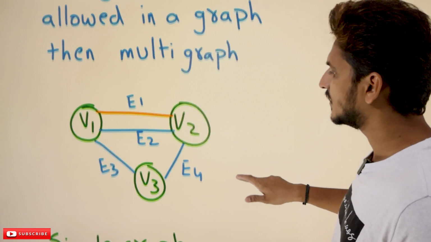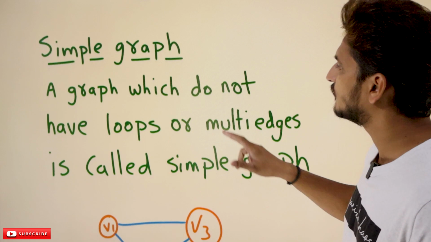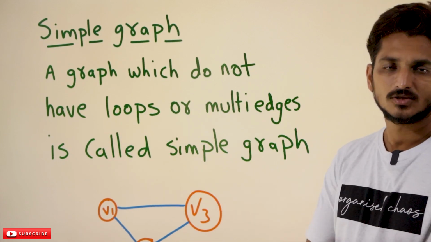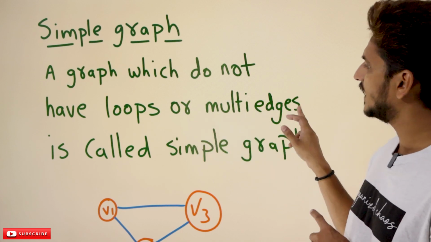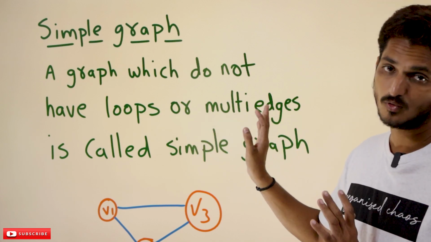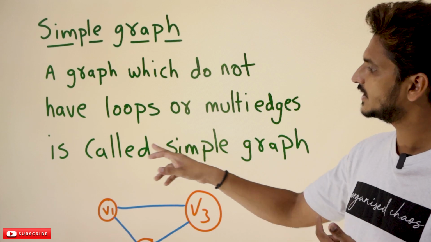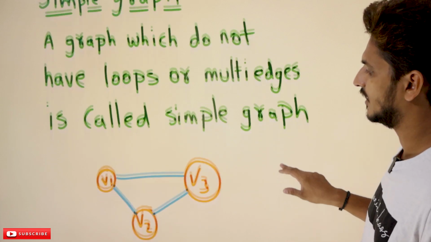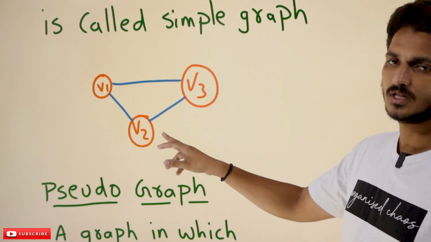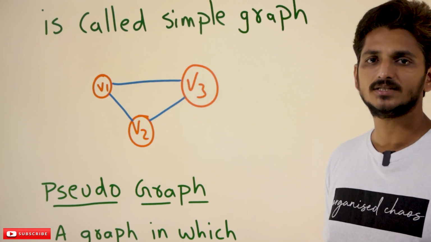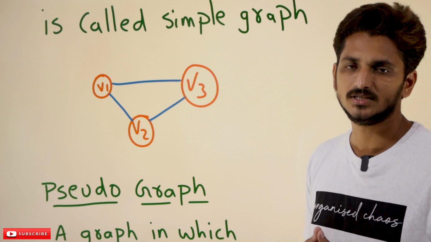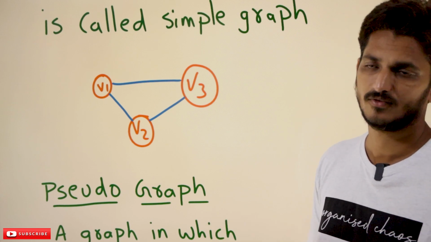Now coming to the next definition, simple graph. A graph that should not have loops or multi-edges. You should not have loops or multi-edges. Then we say it is a simple graph. Let's take an example, V1, V2, V3. They are simply connected with single edges. Then we say it is a simple graph. Loops and multi-edges are not allowed in this graph.